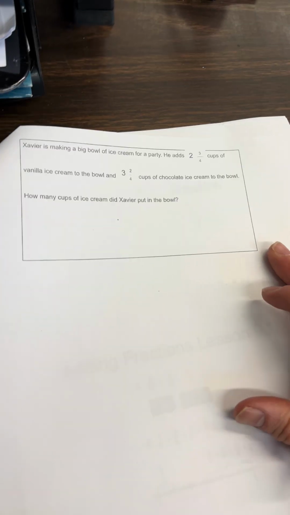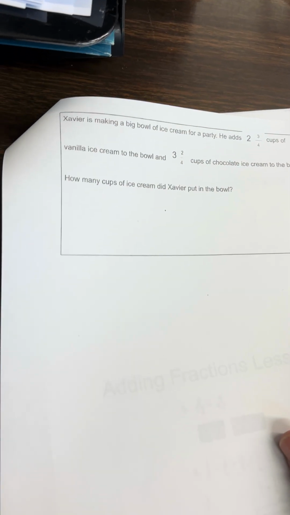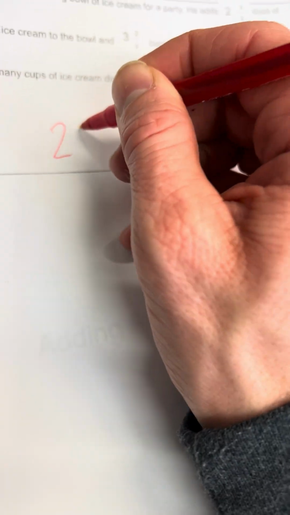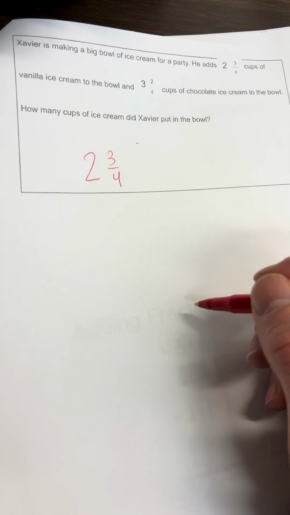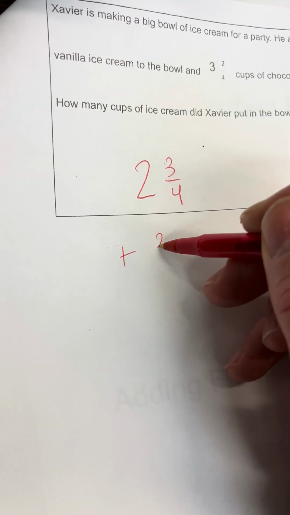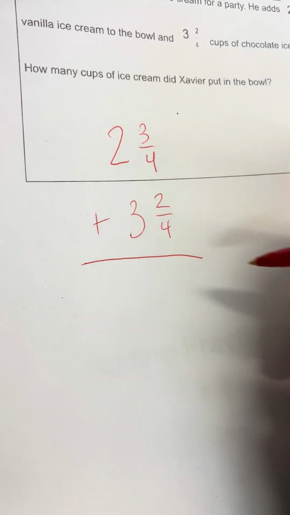Last question. Xavier is making a big bowl of ice cream for a party. He adds 2 3/4 cups of vanilla ice cream to the bowl and 3 2/4 cups of chocolate ice cream to the bowl. How many cups of ice cream did Xavier put in the bowl? So we know this question is about Xavier making ice cream for a party or a big bowl of ice cream. Let's read it again. He's making a big bowl of ice cream for a party. He adds 2 3/4 cups of vanilla plus 3 2/4 cups.